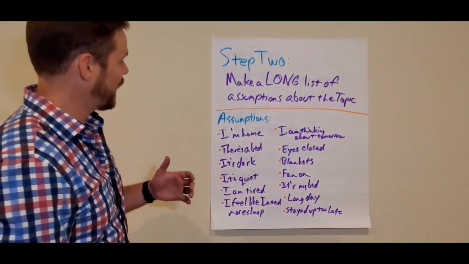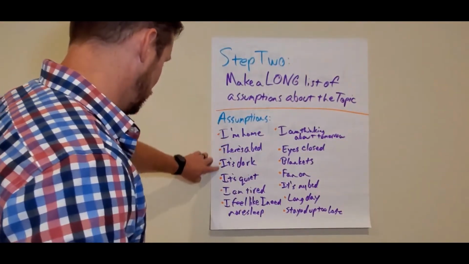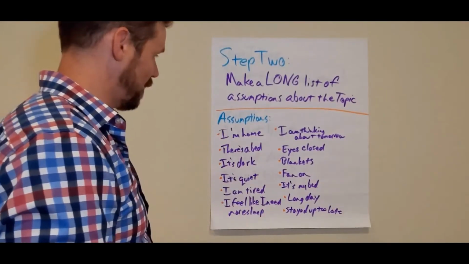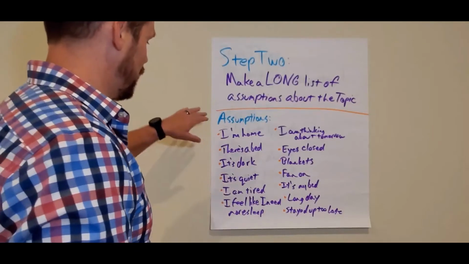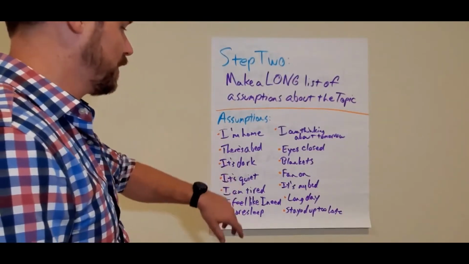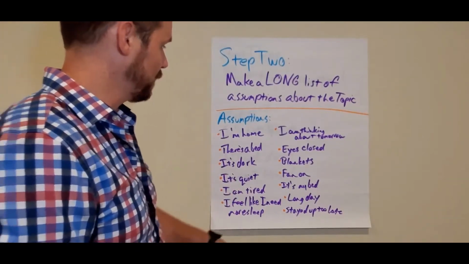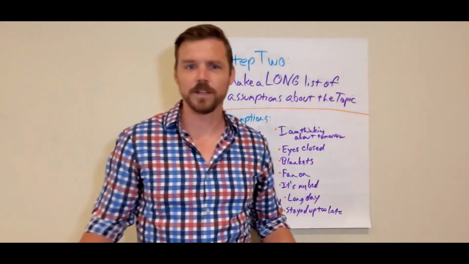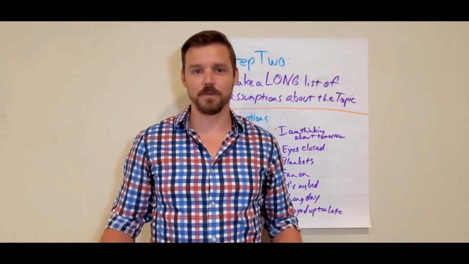So as you see, I came up with, how many is this? 1, 2, 3, 4, 5, 6, 7, 8, 9, 10, 11, 12, 13. That's a lucky number. All right. And they range from, there's a bed, it's dark, some pretty obvious things, to other stuff like I stayed up too late, thinking about tomorrow, there are blankets involved, I assume. Those are some of my assumptions.